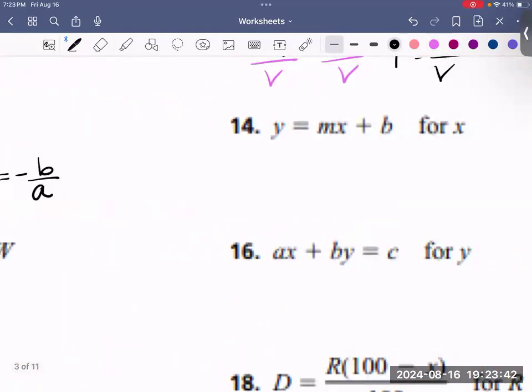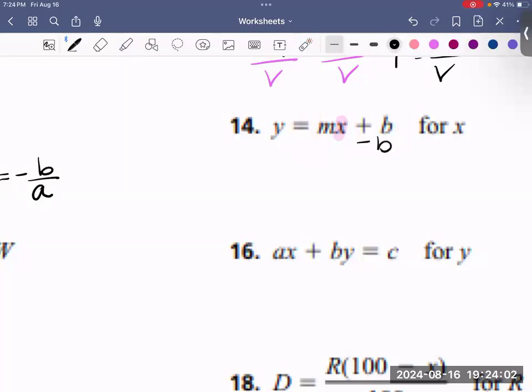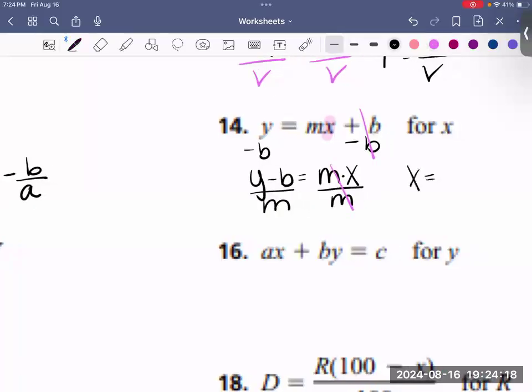Let's try it again for 14. Again, you're going to notice that B is being added. Because there's no sort of grouping, it's not in parentheses or an absolute value or square roots, we can go ahead and subtract B to the other side. So we have Y minus B is equal to M times X. Now M is being multiplied by X, so go ahead and divide that out, do the opposite action. So now X is equal to Y minus B over M.